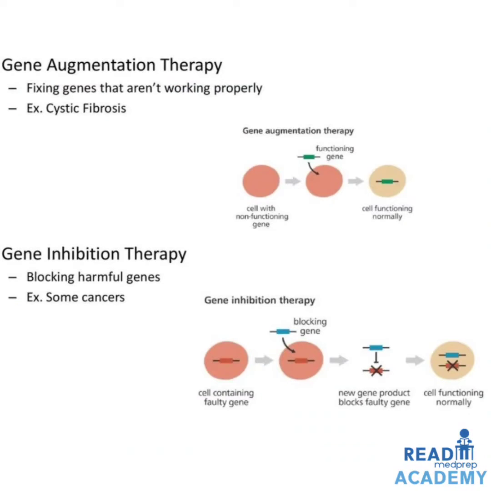Here in this image you can see gene augmentation therapy fixing the genes that are not working properly. Example, cystic fibrosis. In the image you can see where the cell with the non-functioning gene is taken and the functioning gene is introduced into that cell so that the cells start functioning normally. In gene inhibition therapy, the harmful genes are blocked, example, some cancers. You can see the cell is taken containing the faulty gene and the genes are introduced which block the faulty genes, and the new gene product blocks the faulty genes and the cells start functioning normally.